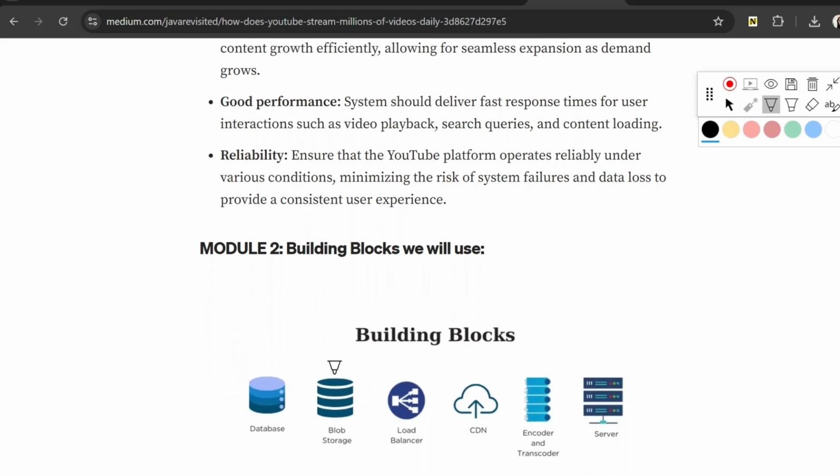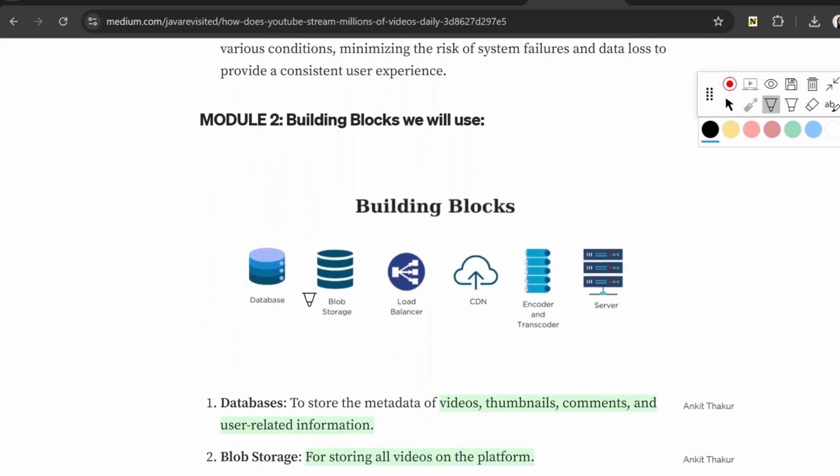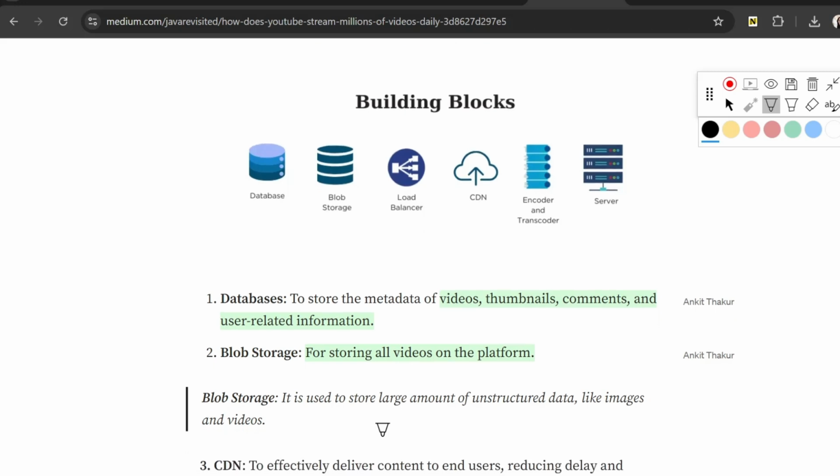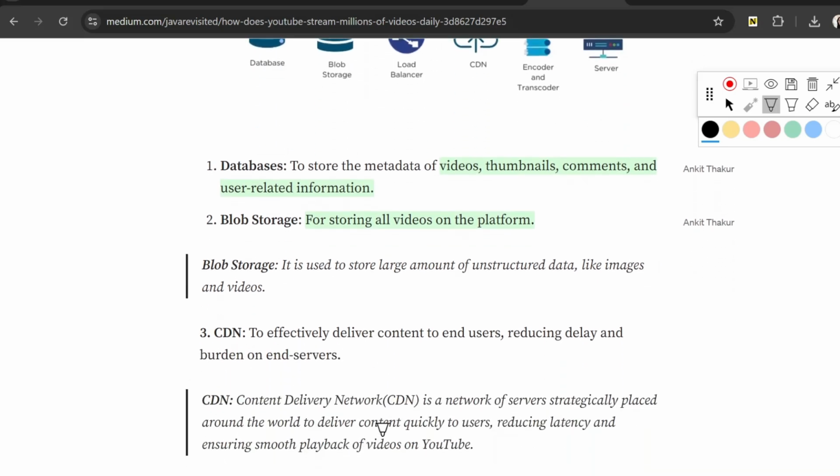Now in this case, we have identified that I am going to be using, of course, a database because from the functional requirements, I understood I have to store the data. So of course, I would need databases to store the metadata of all of these videos, thumbnails, comments. I need a blob storage for storing my videos because blob storage is used for storing whenever you have a large quantity of unstructured data like images and videos. CDN, I need to be streaming the content to users globally. So I would need a CDN.